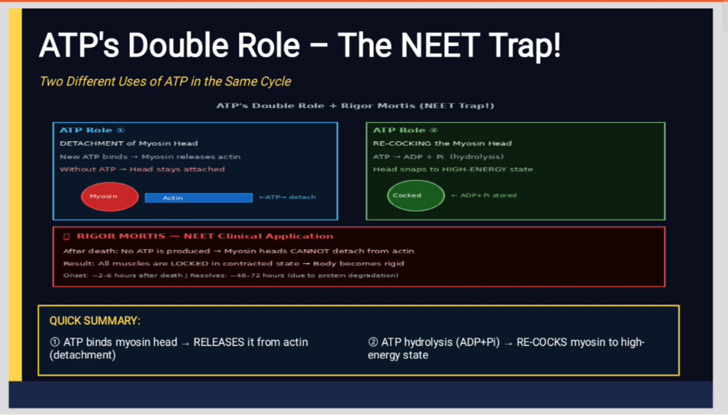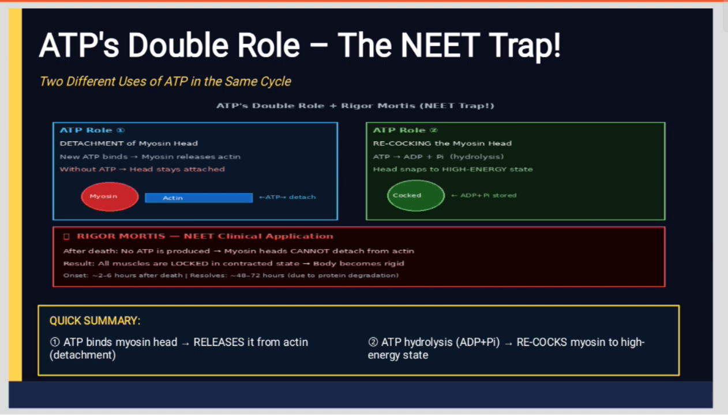But there is a key. Once formed, the myosin head cannot detach because there is no ATP to bind to them. Result: every muscle in the body locks in the contracted state. The body becomes rigid. This is rigor mortis. It typically sets in 2 to 6 hours after death and resolves over 48 to 72 hours as the muscle proteins begin to decompose.